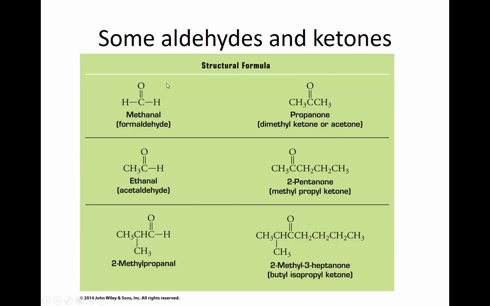So here are some aldehydes and ketones. Methanal is an aldehyde. It's also called formaldehyde. Ethanal is acetaldehyde. Methylpropanal is another aldehyde. Propanone, otherwise known as dimethyl ketone or acetone. 2-pentanone is methylpropyl ketone. 2-methyl-3-heptanone is a butyl isopropyl ketone here.